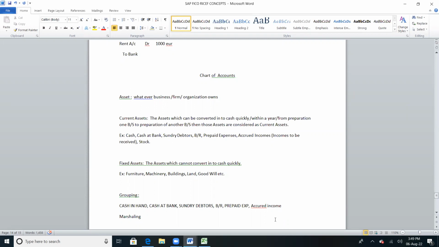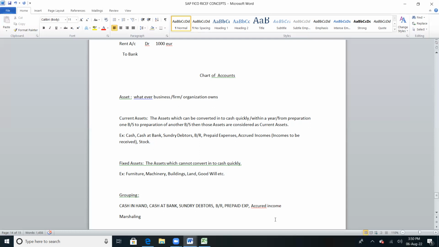Current liability is the liability due for payment that falls within a year's time. Within a year, in the sense from preparation of one balance sheet to another balance sheet. Correct? And what do you mean by long-term liability? Long-term liabilities are the liabilities due for payment that will not fall within a year's time. Like you took a bank loan. A bank loan normally falls more than a year, 2 years, 3 years, 5 years, like that.